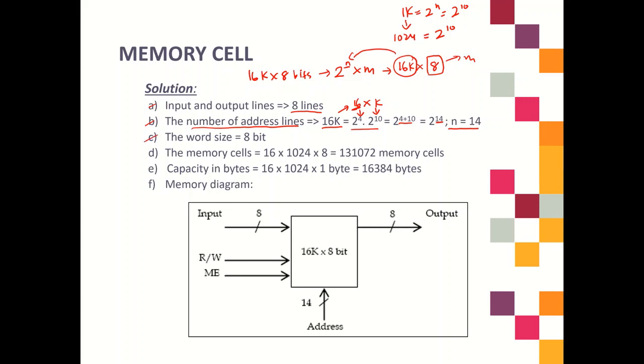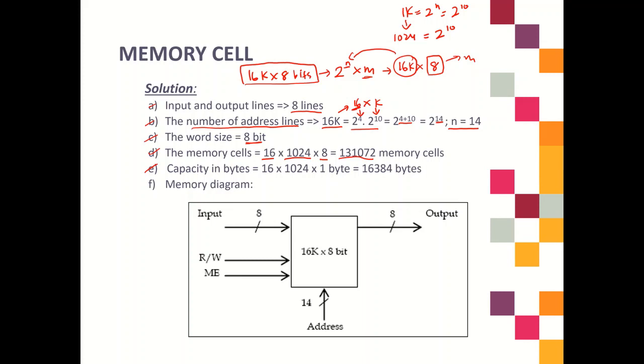The third one is word size. Word size is m, the value of your m. So here you will get 8. Memory cells: you just multiply all the values here, 16 times K times 8. So you get 16 times 1024 and then times 8, which gives a value of 131072 memory cells.